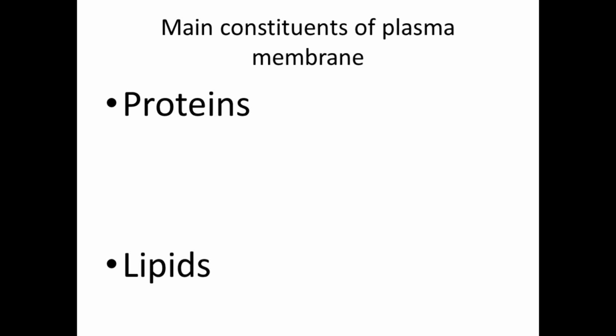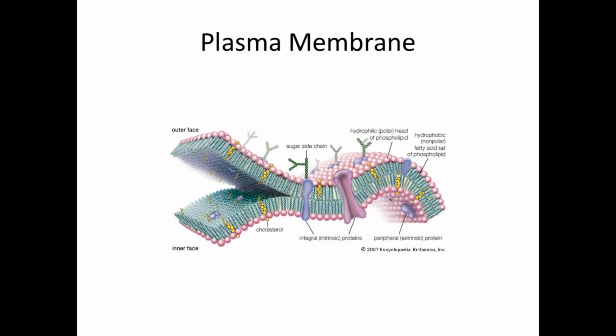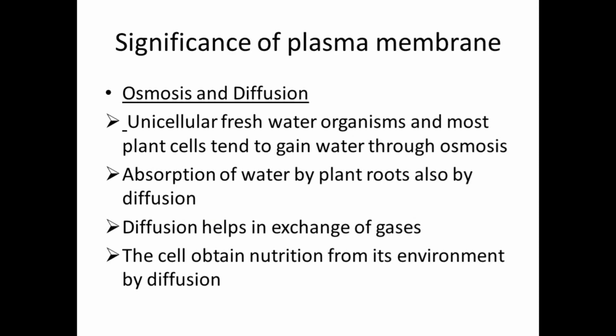The main constituent of plasma membrane is very important. The main constituents of plasma membrane are proteins and lipids. We can see the structure of plasma membrane. We can see the integral proteins and the lipid layers, a bilayer, two layers of lipids, and in between the protein structure can be seen. Now we can see the significance of plasma membrane.